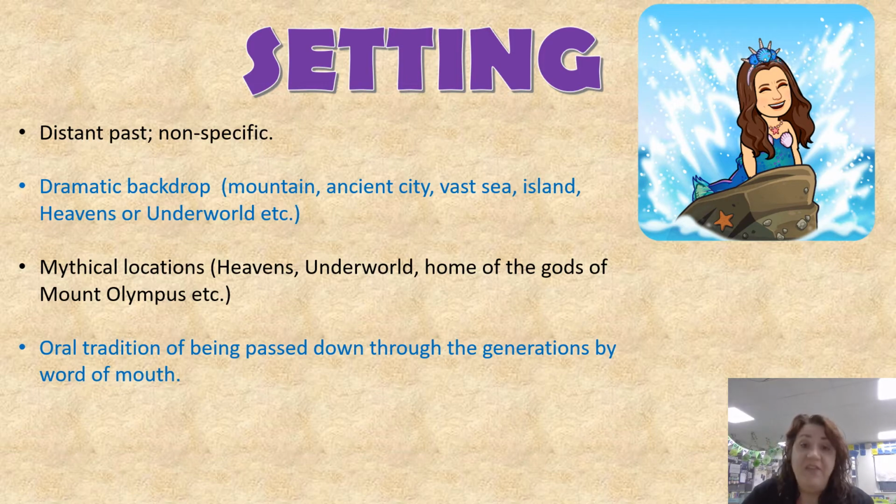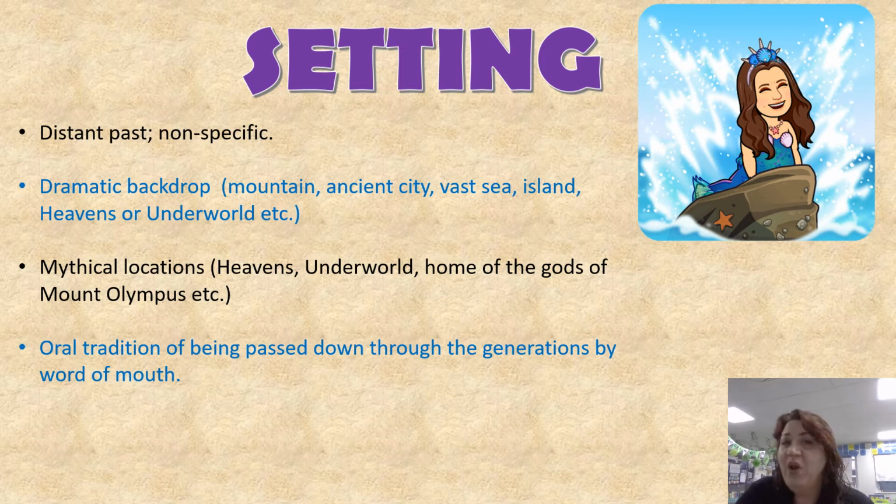And yeah, there we go again, the mythical locations that I've already mentioned: heavens, the underworld, the home of the gods up on Mount Olympus. And quite often you swap between, so you may have some of it on earth and some of it in one of these mythical settings like the underworld. You would also have this oral tradition, as I said earlier, of it being passed down from generation to generation.